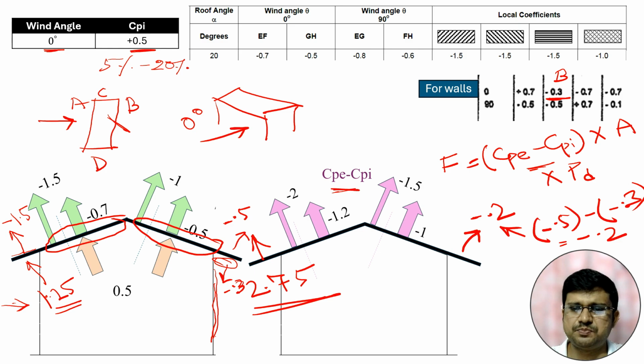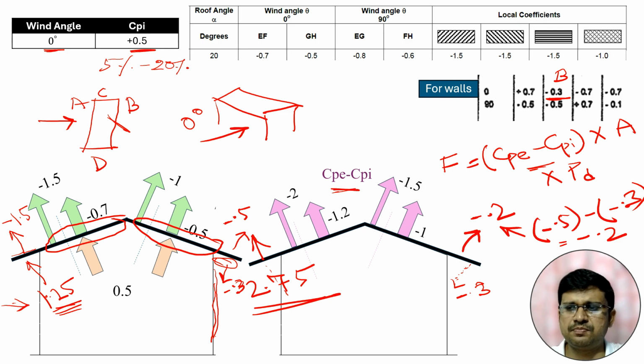Here we cannot say this is CPI, because this is not the internal pressure coefficient. This is also external, but it is acting in the opposite direction, and the value is minus 0.3. And here it is acting in the same direction and it is 1.25.